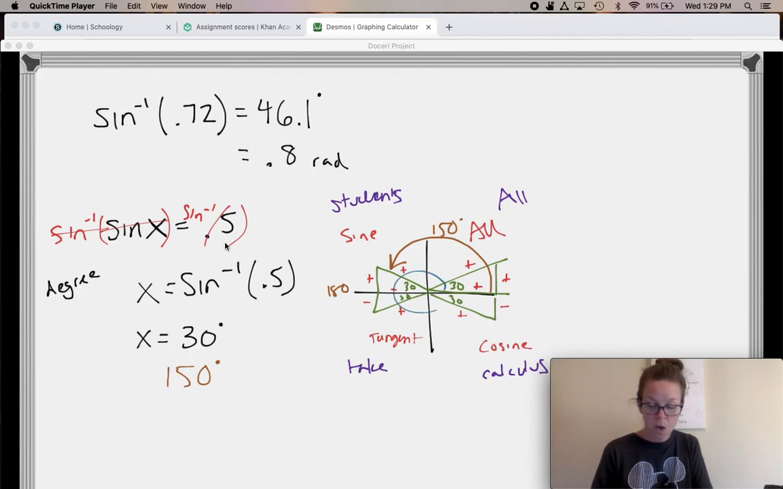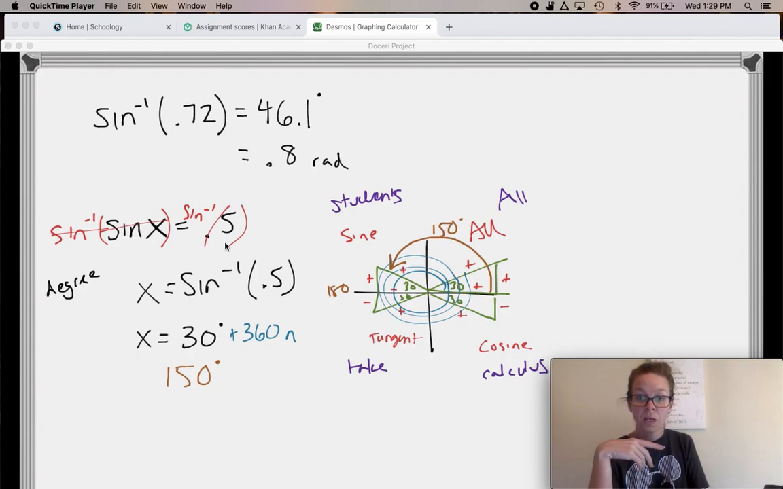But I could also go all the way around and then do another 30 degrees. So like 360 plus 30, 390 would be another answer. But I could do it again too, and add another 360 and add another 360. And I could add as many 360s as I want because that would just land me back at that same 30 degrees in the picture. 360 is a whole circle.